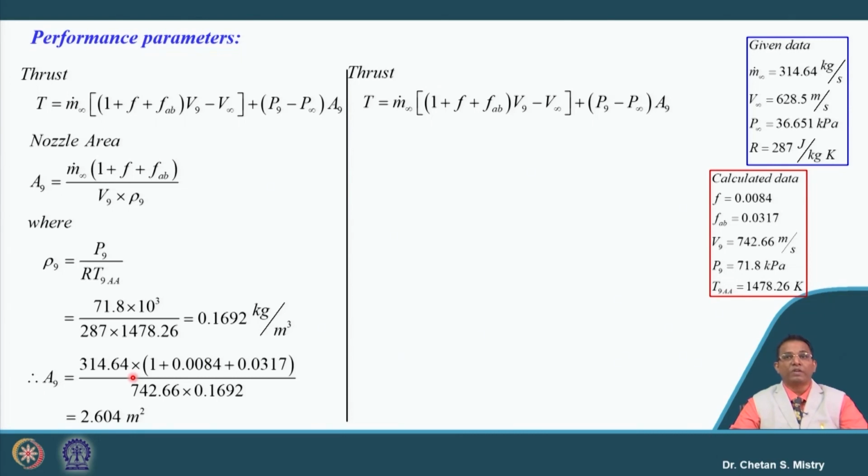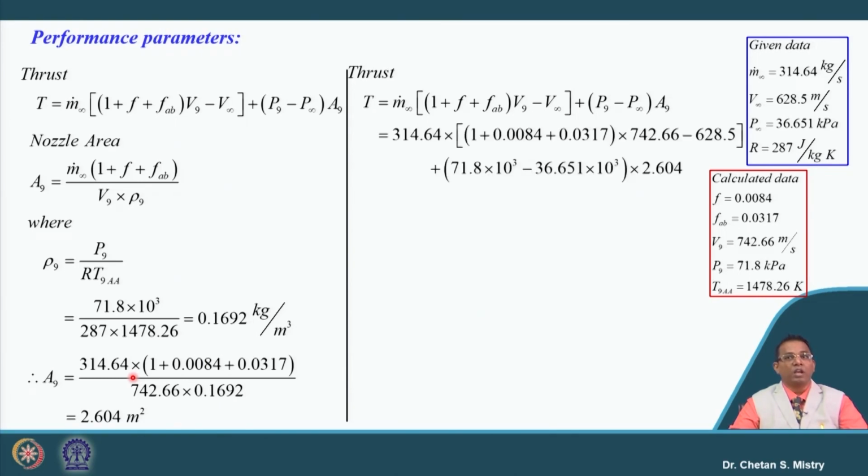For the thrust equation, as we have discussed, we know all the parameters, we have calculated our area also. Let us put all these numbers together, and if we put this number, it says thrust is coming to be 136.81 kilonewton.